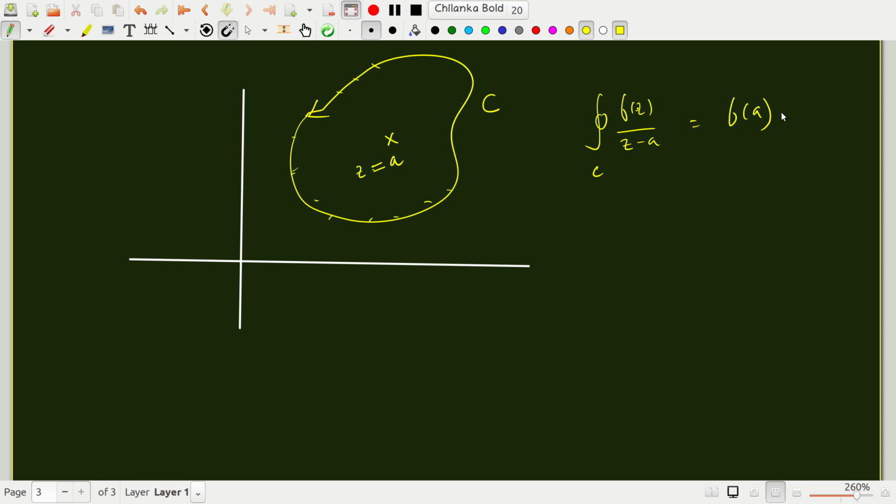But you are able to get information about the value of the function within the contour just based on the values of the function on the contour. So this is a very, very powerful result. Suppose I say that you know all the values of the function over a boundary, and then based on that you are immediately able to say what is the value of the function inside. So that is a very, very powerful result.